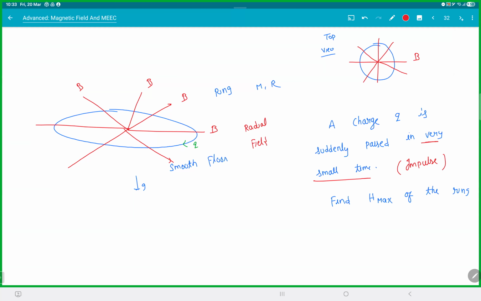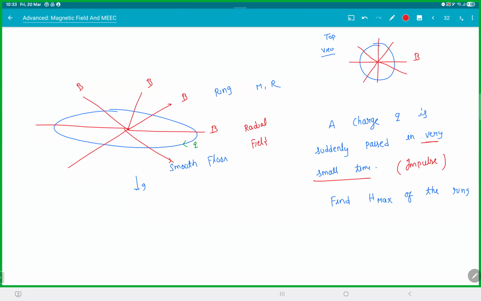So this is one more variety of questions. You'll keep hearing this thing. Something happened in a small time, something went in a small time, current went in a small time. You hear that small time word, it is understood. It's a very small time interval. It's an impulse-based problem. Now what is impulse? You have to figure it out.